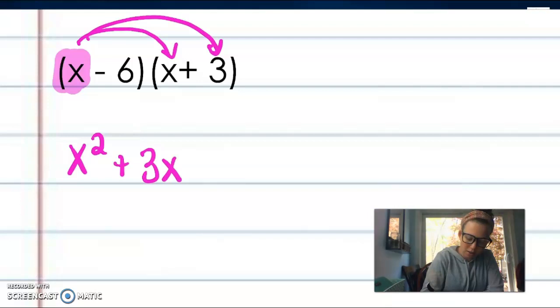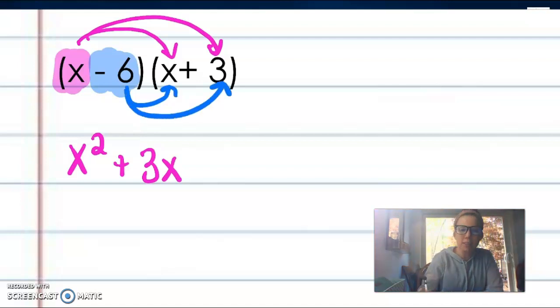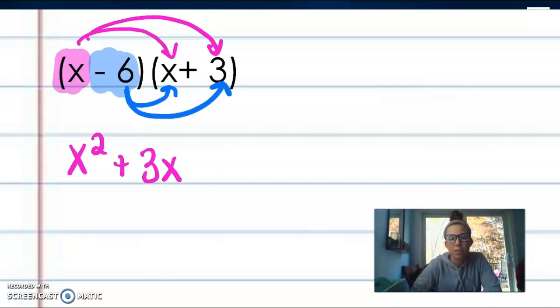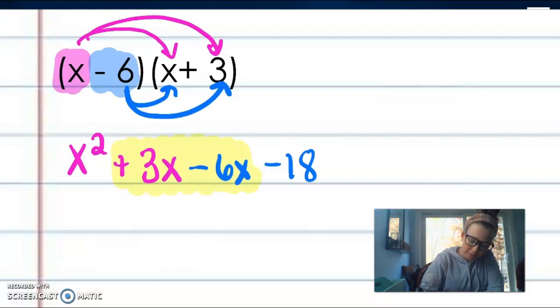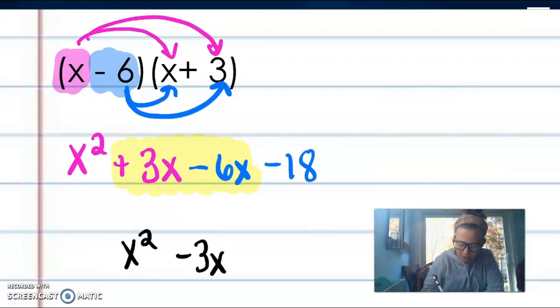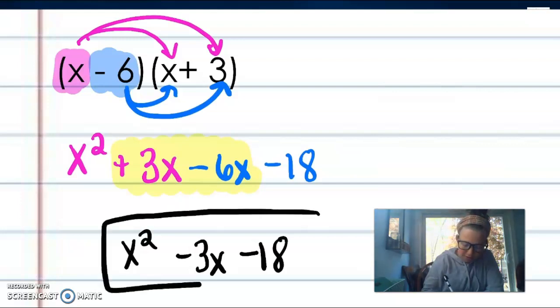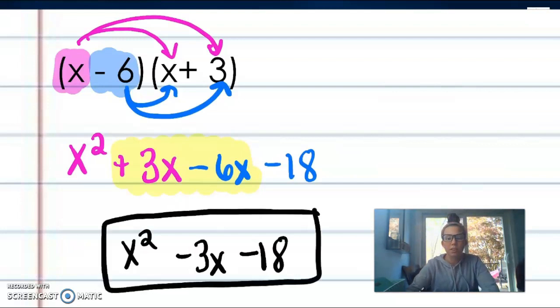Then we're going to multiply the negative 6 times both terms in there, so times the x and also times the 3. Negative 6 times x would be negative 6x, and negative 6 times 3 would be negative 18. If you combine your like terms, the x squared just comes down, and 3x and negative 6x is negative 3x. Don't forget about your integer rules. Then the negative 18. That would be your final answer for that one.